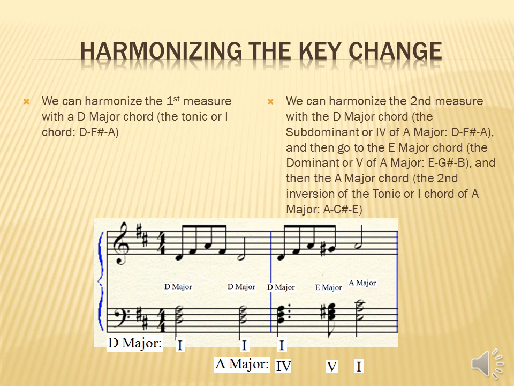And then we go to the E major chord, the dominant or 5 of A major, E, G sharp, B. And then we arrive at the A major chord, the second inversion of the tonic or 1 chord of A major, A, C sharp, E. And it sounds like this.